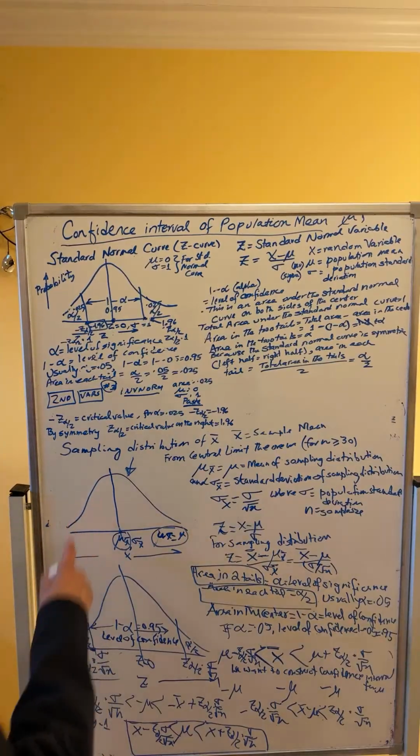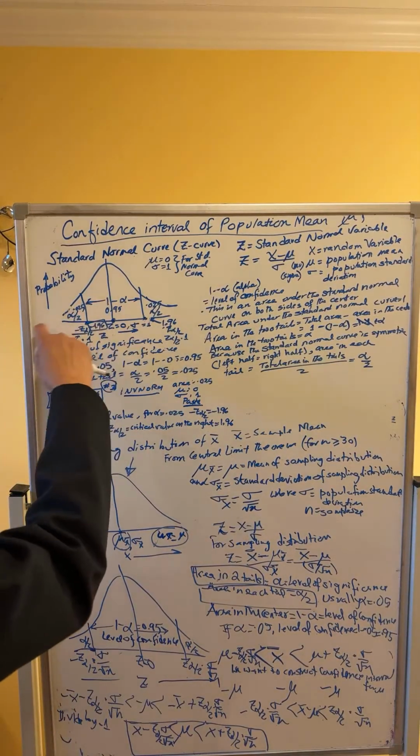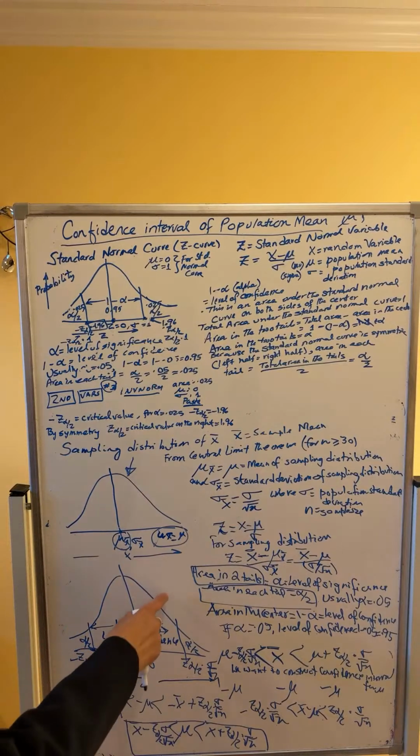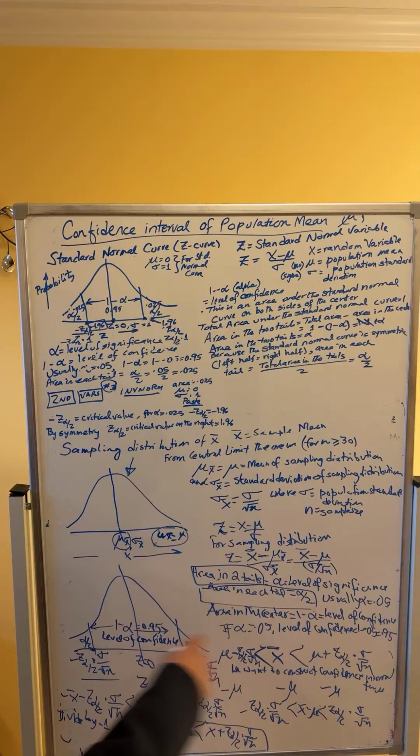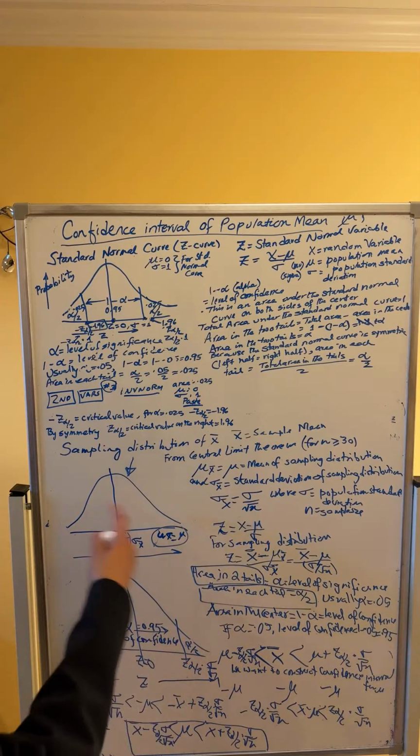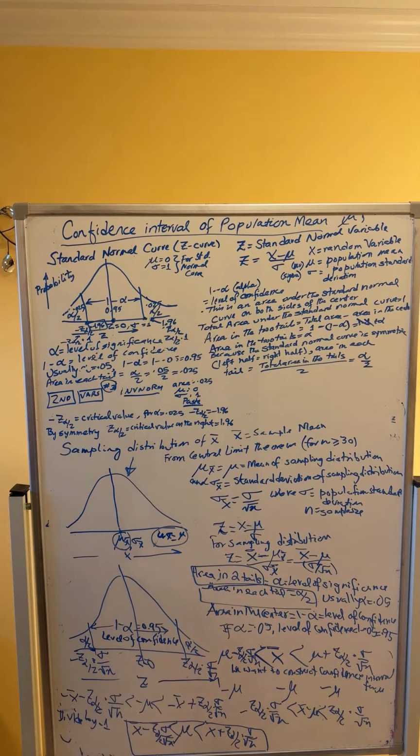Just like the standard normal curve, these critical values are multiplied with the standard deviation of the sampling distribution curve, which is sigma divided by square root of n. So this is minus z alpha by 2 multiplied by sigma divided by square root of n. Similarly, this point is z alpha by 2 multiplied by sigma divided by square root of n. These are the boundaries of the confidence region.